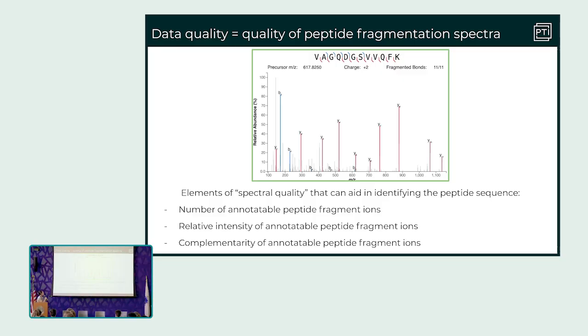And lastly, what is the complementarity of annotatable peptide fragment ions? For every bond breakage at a particular spot in a peptide, is there either a B or Y ion present? And so having these elements can really help us assign what the peptide sequence is.